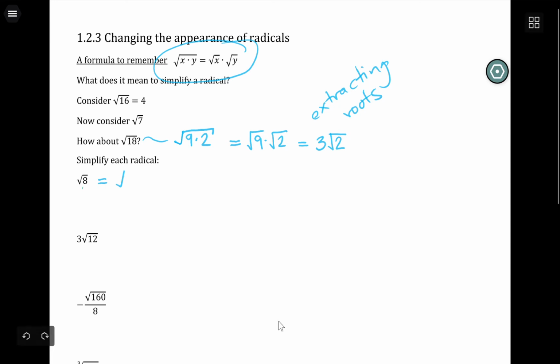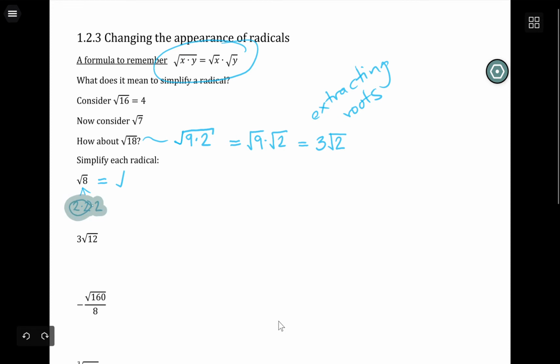And you can even go further if you'd like. You've probably had to do these prime factorization trees at some point in your life. If you want to get all the way down to that, you can. And basically what we're doing is removing pairs. Anytime you have two 2's, that's a perfect square. If you have two 3s, that's a perfect square.